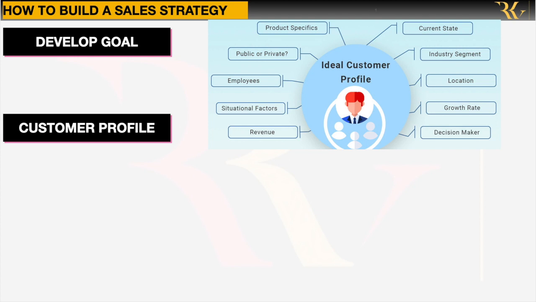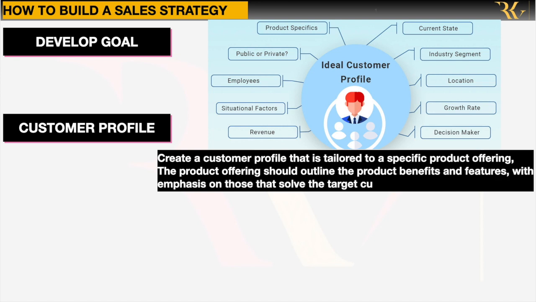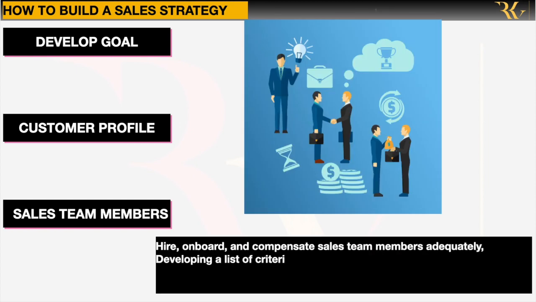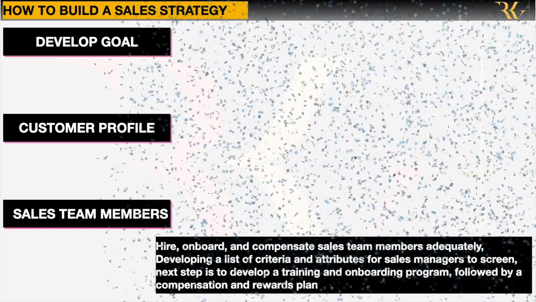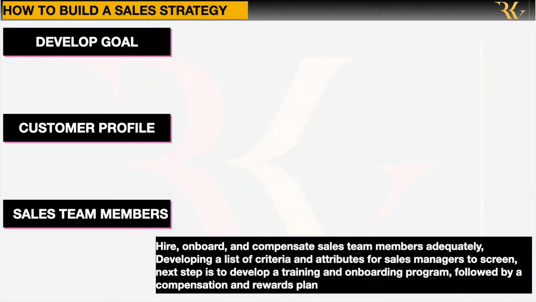Create a customer profile that is tailored to a specific product offering. Profile the target customer, a buyer persona, including their company size, psychographics, and buying process. The product offering should outline the product benefits and features, with emphasis on those that solve the target customer's pain points. Hire, onboard, and compensate sales team members adequately. Developing a list of criteria and attributes for sales managers to screen for when interviewing candidates is essential to recruiting and retaining top talent. The next step is to develop a training and onboarding program that will prepare them to start selling effectively and efficiently, followed by a compensation and rewards plan that will motivate them to continue performing.